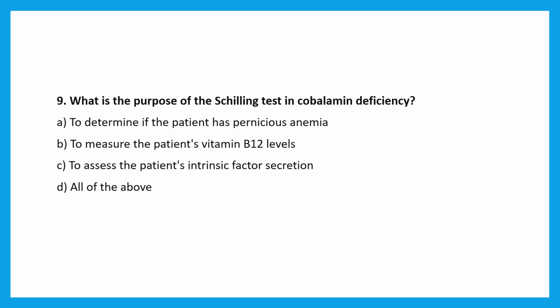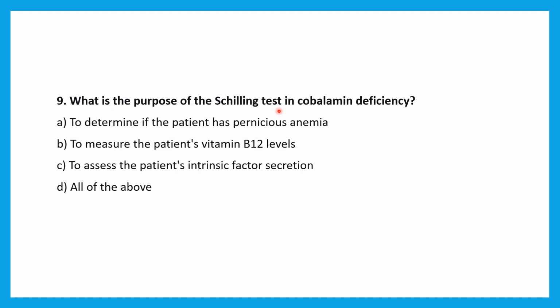Question number 9. What is the purpose of the Schilling test in cobalamin deficiency? A, to determine if the patient has pernicious anemia. B, to measure the patient's vitamin B12 levels. C, to assess the patient's intrinsic factor secretion. And D, all of the above. So we are actually talking about one of the tests that are very specific for cobalamin deficiency, and therefore we are trying to analyze all the answers that are here. Which choice here do you think is the best for question number 9?